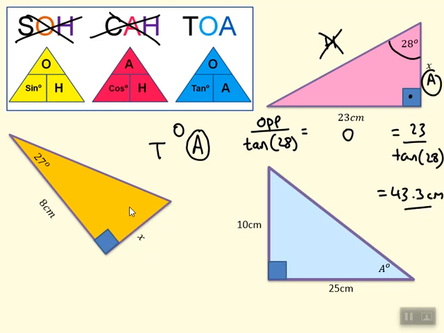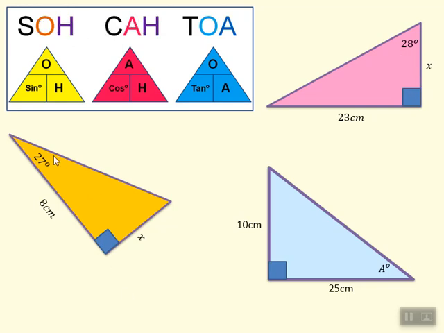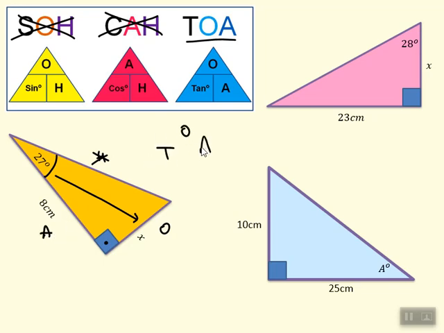Right, let's do this next one down here, super quick. Okay, here we go. So this is the right angle, this is the hypotenuse, so we don't want that. So we're not going to use sine or cos immediately, so it's going to have to be that one. So this is the angle. Right, so this side is the opposite, and this side is the adjacent. Right, so let's put TOA.